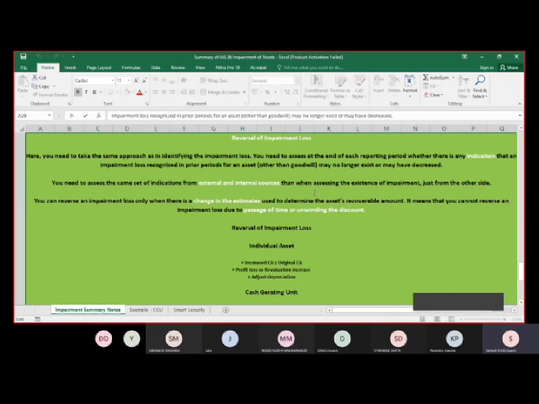You need to assess the same set of indications from external and internal sources as when assessing the existence of impairment, just from the other side. You can reverse an impairment loss only when there is a change in the estimates used to determine the asset's recoverable amount. It means that you cannot reverse an impairment loss due to the passage of time or unwinding of the discount.